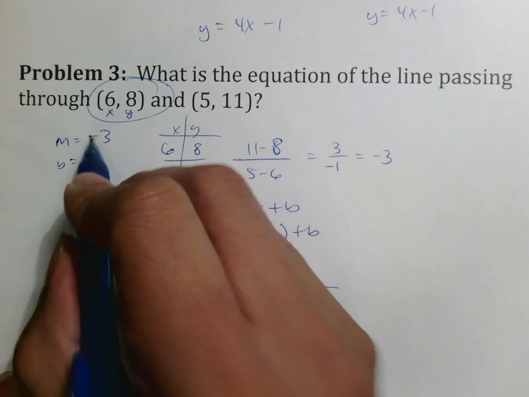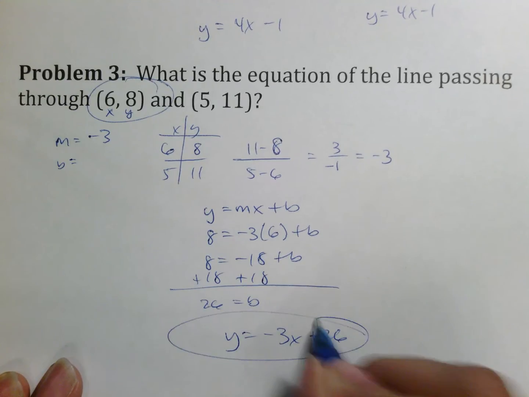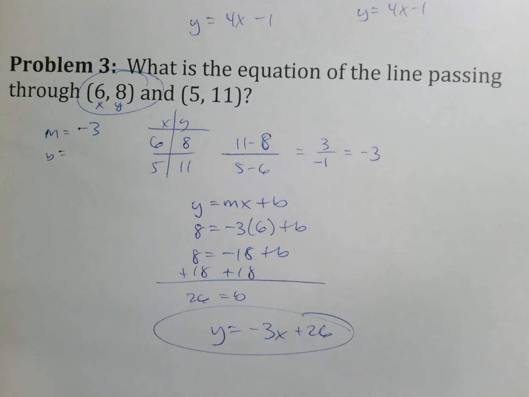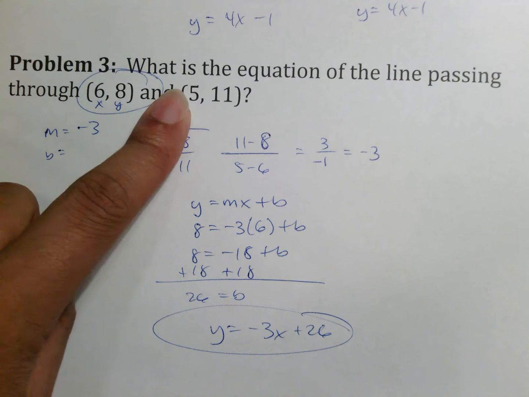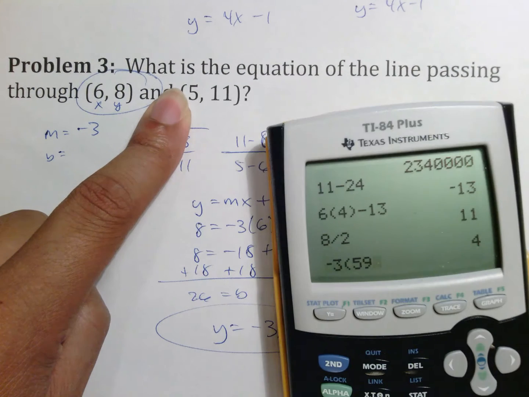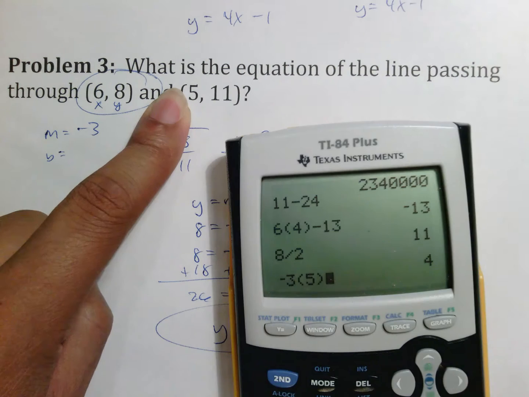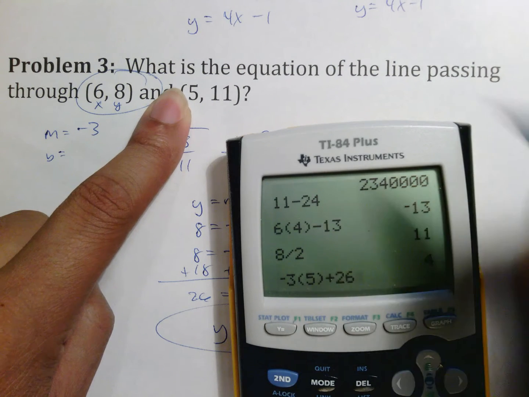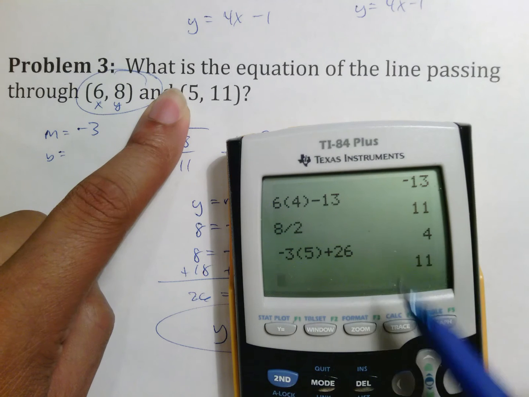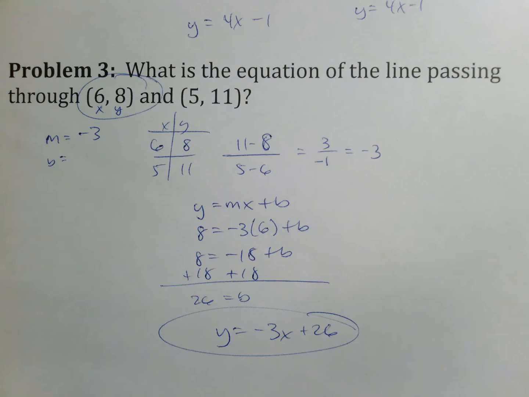My final answer is y equals negative 3x plus 26. And again, to check it, just plug this in. Negative 3 times 5 plus 26 should give me 11 as an answer, and you can see that it does, which is what tells you that you did it right. Okay, so that's the first part of the day's work.